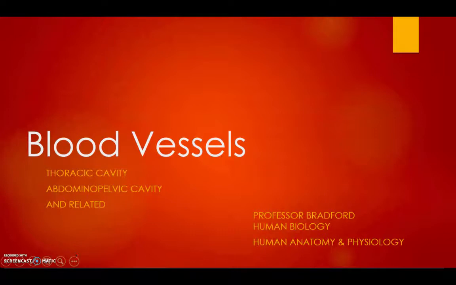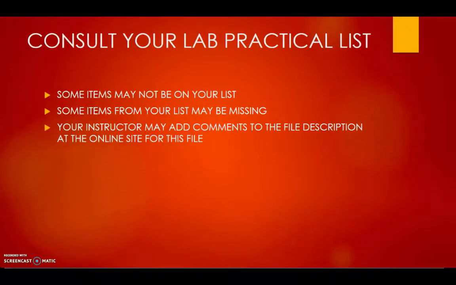In this screencast, we're going to be looking at some blood vessels of the thoracic cavity, some of the abdominal pelvic cavity, and some vessels related to those locations. It's important that you consult your lab practical list because some items may not be on your list that you see here, and also some items on your list may be missing from here. Your instructor may be adding comments to the file description on your online site, so you might want to be checking just to see if there is any additions or deletions or statements about this.